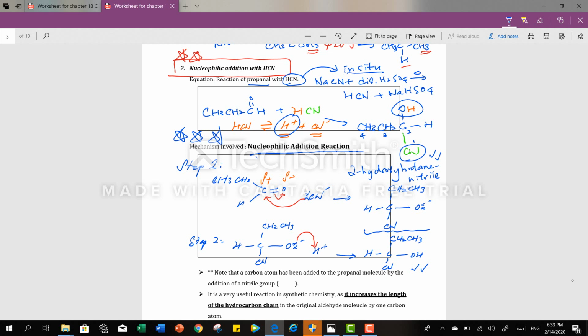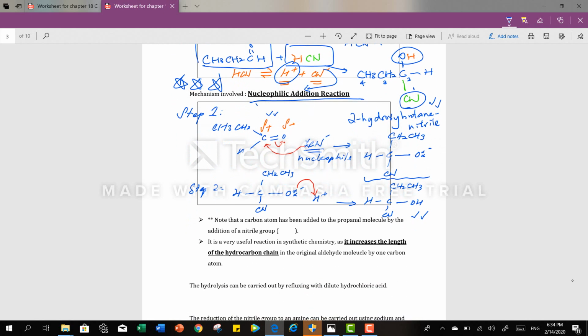Nucleophilic means that this is a nucleophile. Can you see nucleophile? It attacks the positive carbon. Addition means when you see that basically these two, they combine together without any elimination of byproducts. So it is addition, nucleophilic addition.